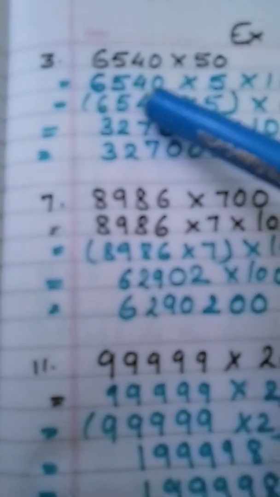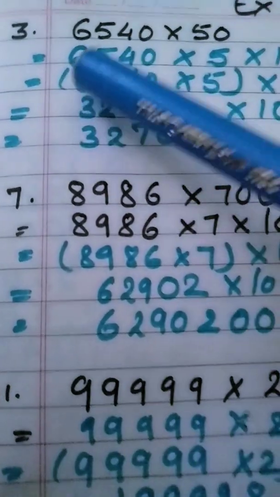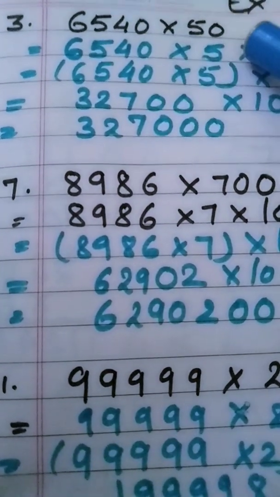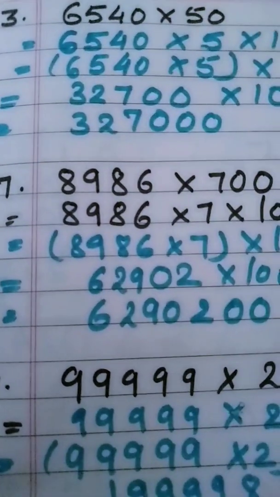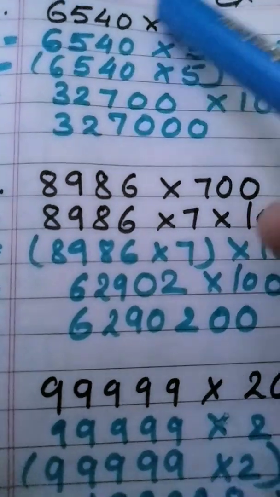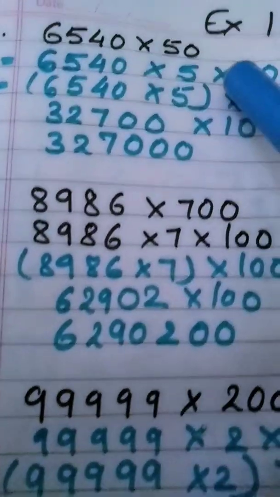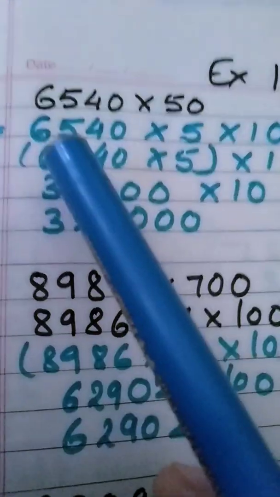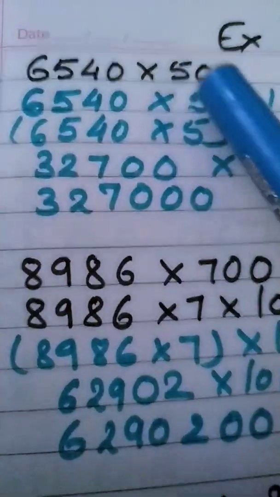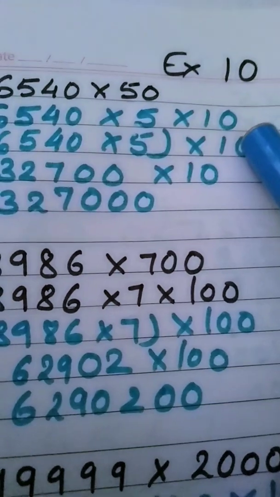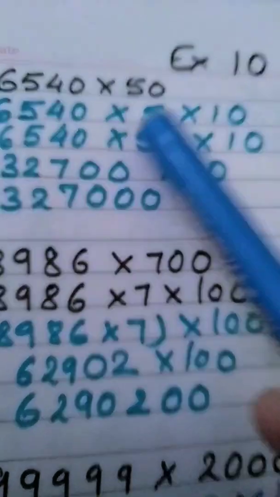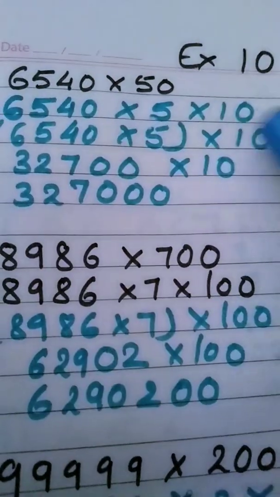Question number 3 is, find the product 6540 multiplied by 50. So you are not going to do it directly. The multiplier, the number by which you are multiplying, you have to break it. 50 you can break as 5 into 10. We have broken 50 as 5 into 10.